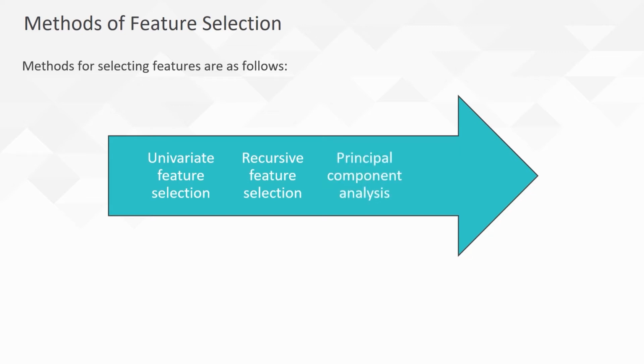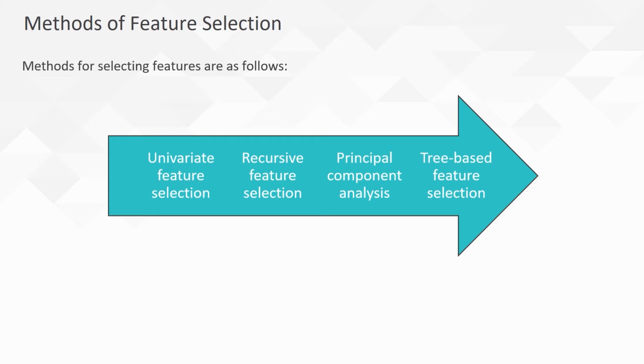Principal component analysis. Principal component analysis is a variable reduction procedure. It uses linear algebra to transform the data into a compressed form. And tree-based feature selection. Tree-based estimators such as random forest, bagging, and boosting can be used to compute feature importance, which in turn can be used to discard irrelevant features.